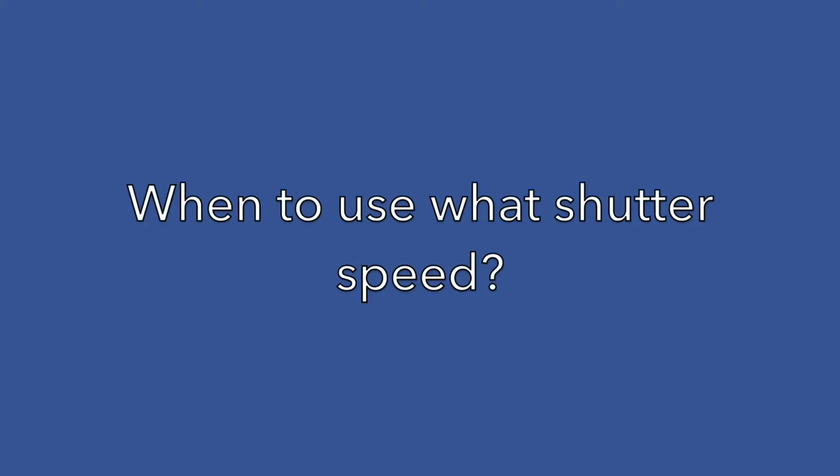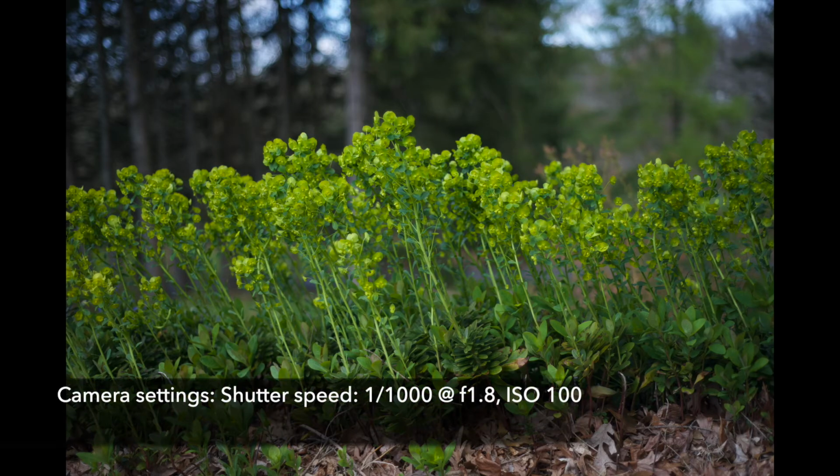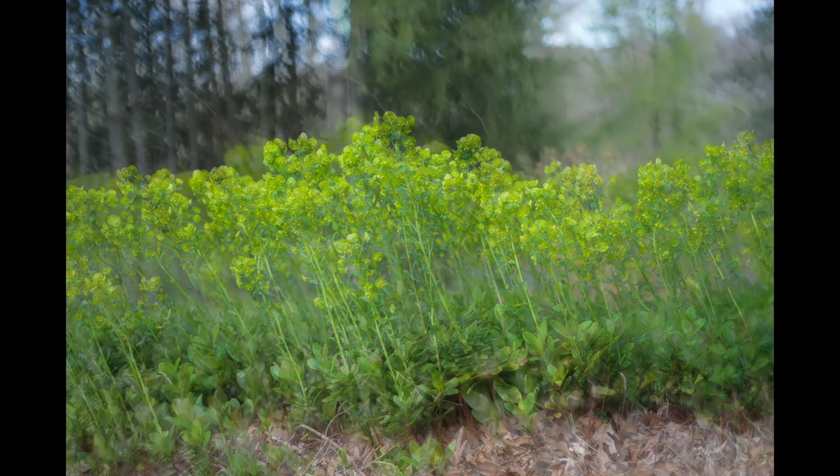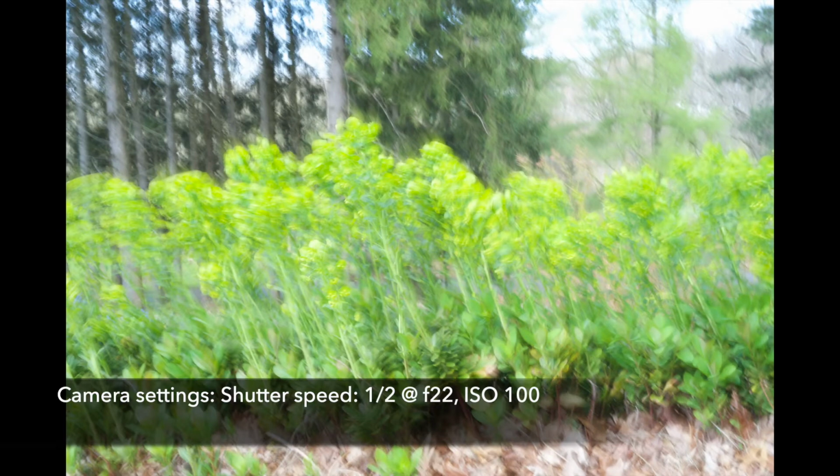So, when do you choose to use what shutter speed? On a windy day, you may choose a fast shutter speed so you can freeze the motion of the wind and get a sharp photograph of a plant. Here, I'm trying to hold it steady, but my shutter speed is 1/2 of a second. Notice also that my f-stop is now f22. Because my shutter speed is so long, I need to cut the amount of light coming into the camera.